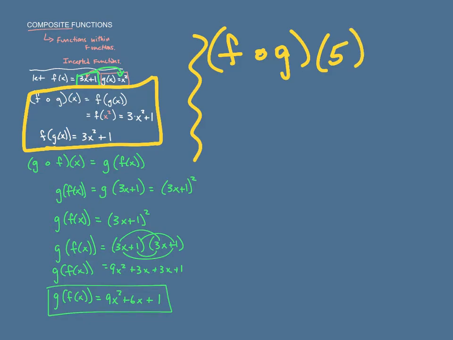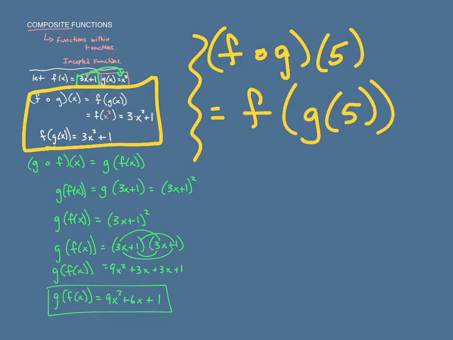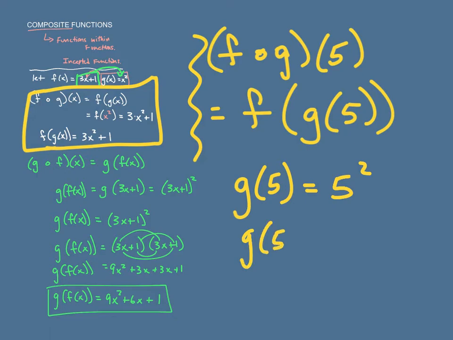What that means is that we're really finding f of g of 5. And we can do this a couple different ways. One thing that I'm going to do is calculate g of 5. Using my function g of x equal to x squared, that's just going to give us 5 squared. So g of 5 is equal to 25.